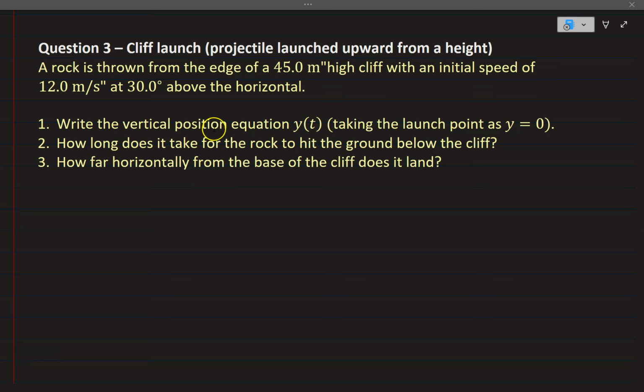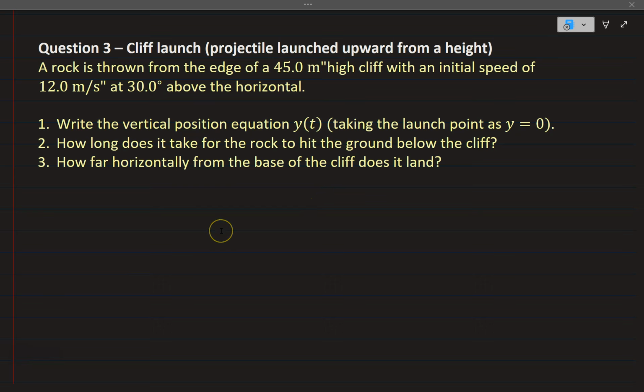Write the vertical position equation, basically the height, y(t), taking the launch point as y equal to 0. So that means that's your base. That means that the 45 meters will go down, and when it goes down, it becomes negative 45. Then part 2: how long does it take for the rock to hit the ground below the cliff, and how far horizontally from the base of the cliff does it land?